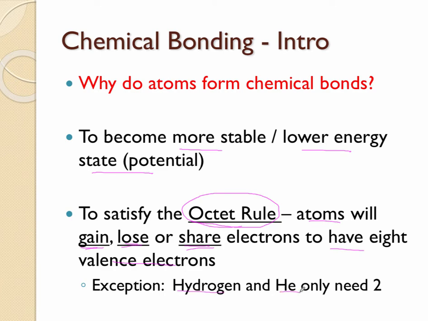Hydrogen, helium are stable with just 2. This also actually applies to lithium. And let's add beryllium. Although beryllium doesn't always follow the rules, those four elements actually are stable with just two electrons in their outermost energy level.